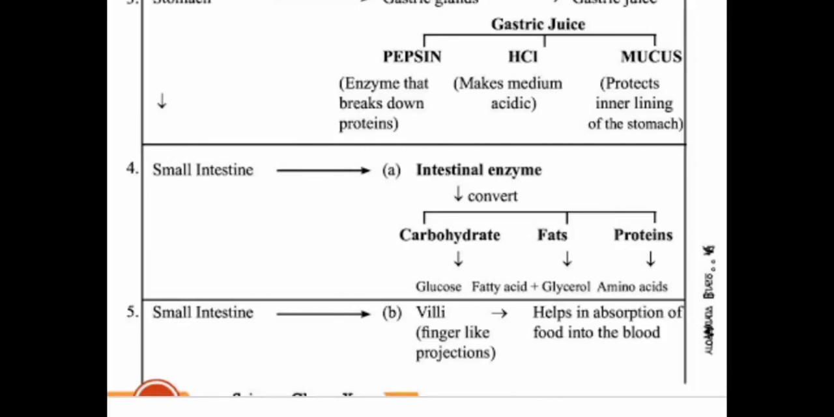Then after this digestion and all, the next process is that the food is given to the large intestine, from where it is excreted. The undigested food is given out of the body. That process is called egestion.